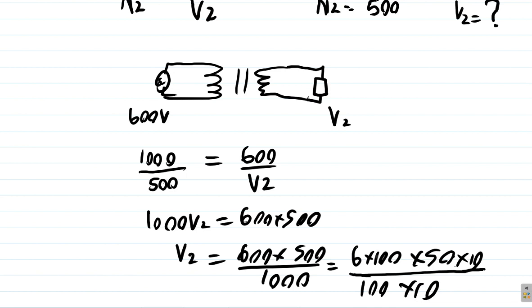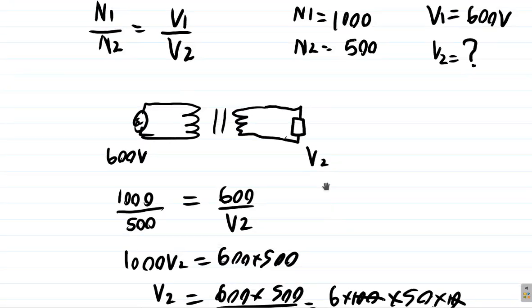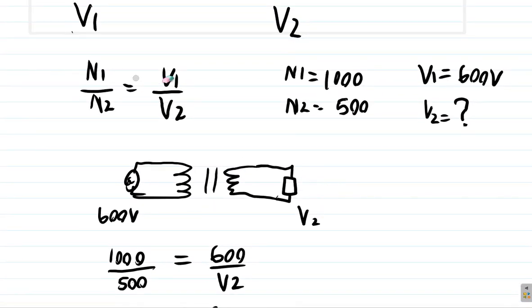So this 100 over 100 is 1, so that's gone. 10 over 10 is 1, that's gone. So it's 6 by 50 times... so it's going to be 300 volts. Alright. So now you see it is 300 volts. Let's put it here. We have 300 volts. Alright.